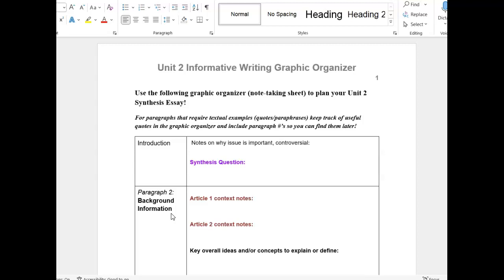If you're looking at a point of view that says freedom of speech should never be infringed upon, and another opposing viewpoint that says freedom of speech should be limited when it's harmful to other people, then the synthesis question might be something like, should free speech ever be limited? So you're looking for the question that you're trying to answer by looking into these two opposing views that you have from the sources.